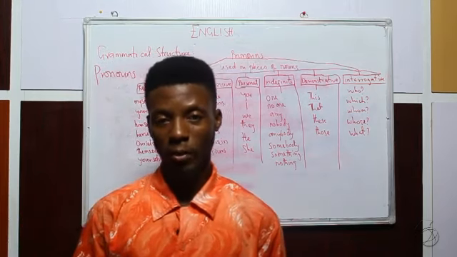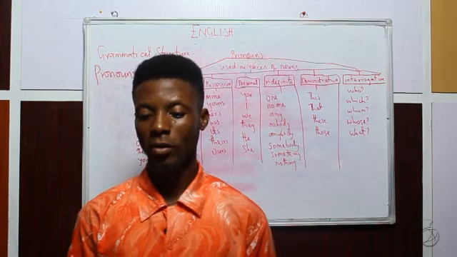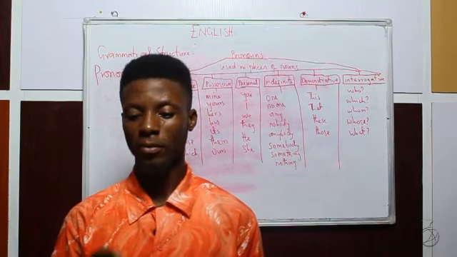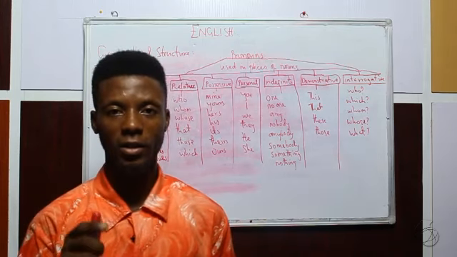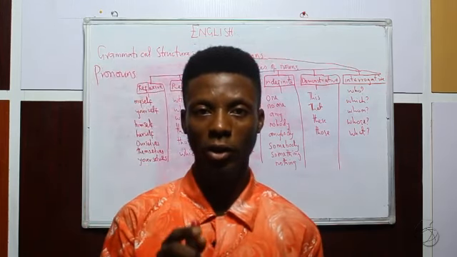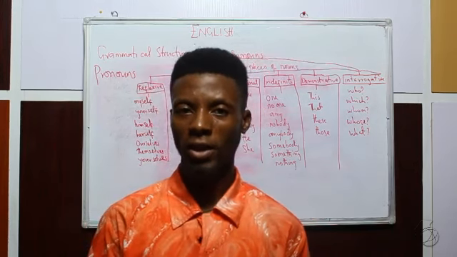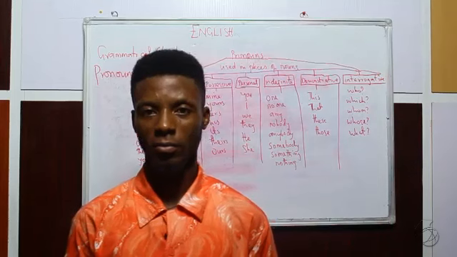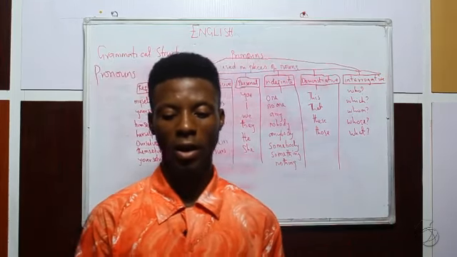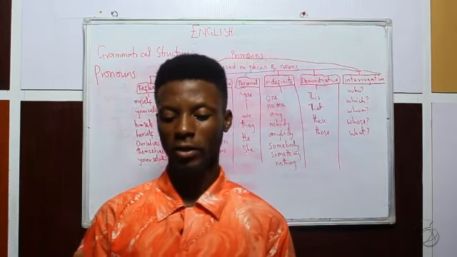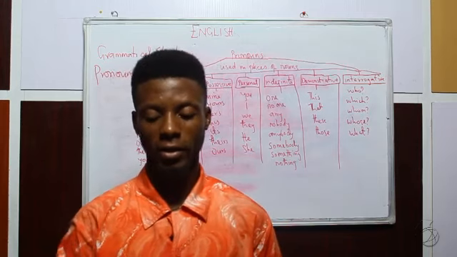First person singular, we have I. Second person singular, we have you. Third person singular, we have he, she, and it. It is the neutral form. It is used for animals and lifeless objects. In the plural first position form, we have we. In the second position, we have you. And in the third position, we have they.